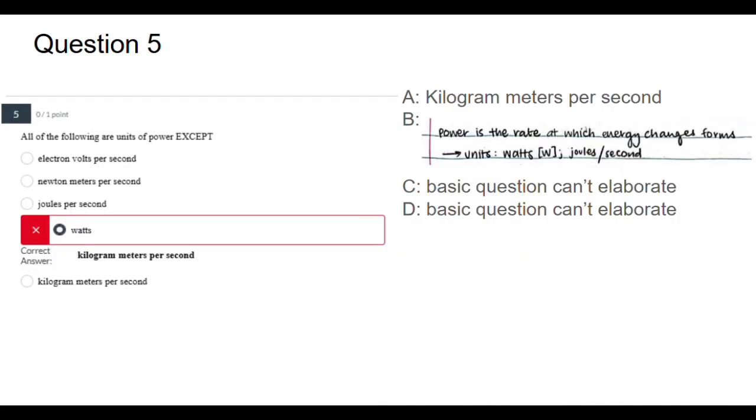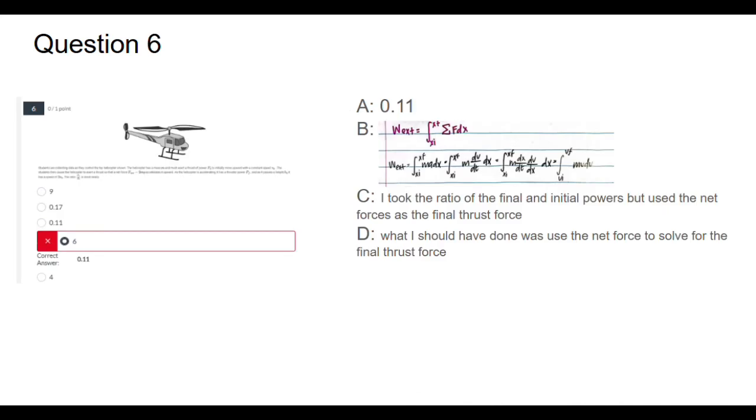Question 5, I got wrong. It's just kilogram meters per second. Watts is a unit of measure. I don't know why I got that wrong.